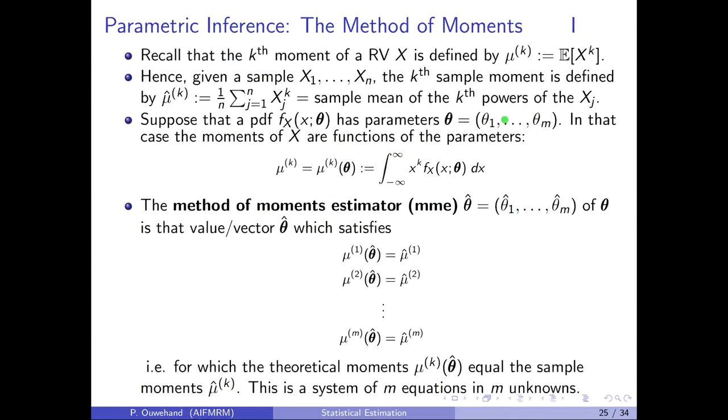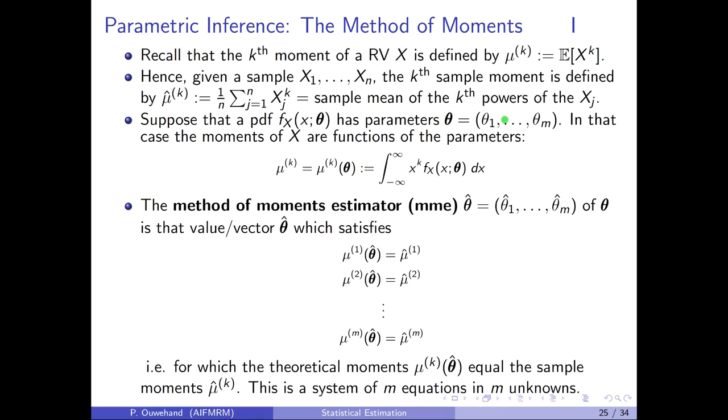This final video on statistical estimation is concerned with parametric inference. Here we assume that the data follows a particular distribution which might depend on some parameters. For example, we might assume that the data is normally distributed with a certain mean mu and a certain variance sigma squared, and we would like to find the parameters mu and sigma which best fit the data. We will look at two methods here, the method of moments and the method of maximum likelihood.